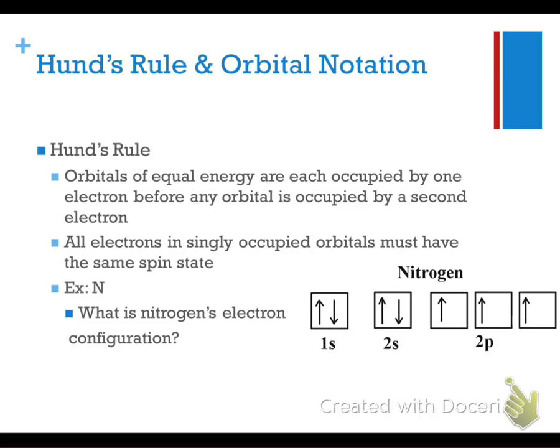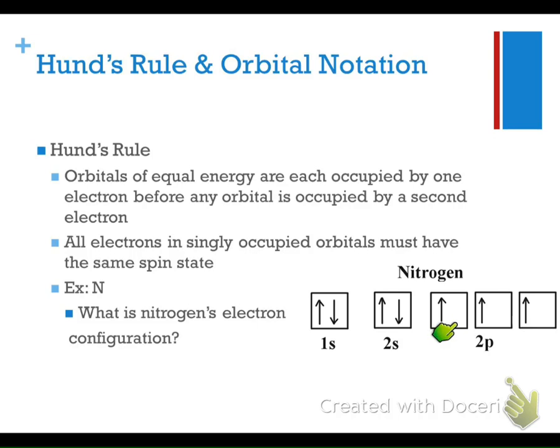Right, let's look at where nitrogen is on the periodic table. We see 2p3. So here we have one electron filling each of these orbitals. Here, here, and here. And we know that they're filling one orbital at a time, and they're all filling with the same spin.